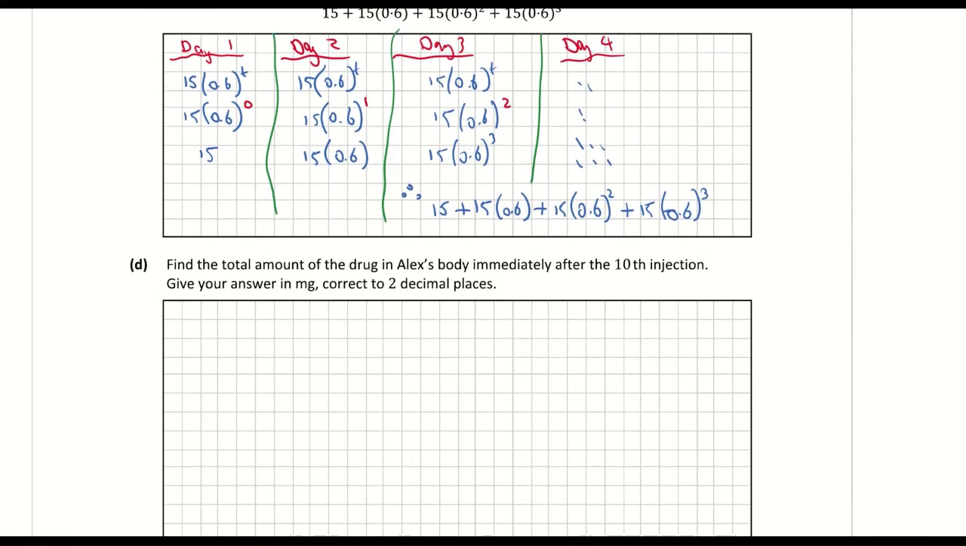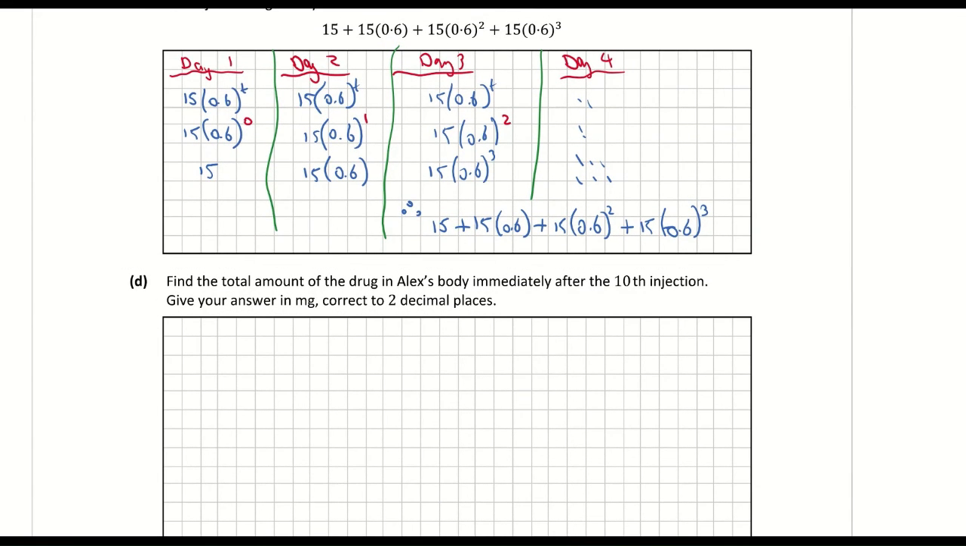Looking now at part D of this question. Find the total amount of the drug in Alex's body immediately after the 10th injection. Give your answer in milligrams, correct to 2 decimals. So if we use our knowledge from part C, we have a geometric series. The expression they gave us in part C represents the amount of the drug in his system after any number of days. So that's the sequence here, and it goes on and on to infinity. So 15 times 0.6 to the power of t.